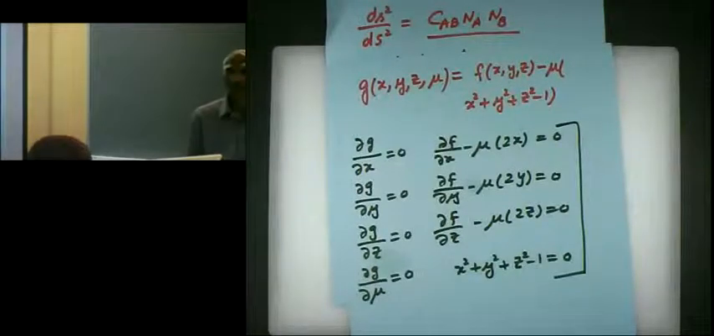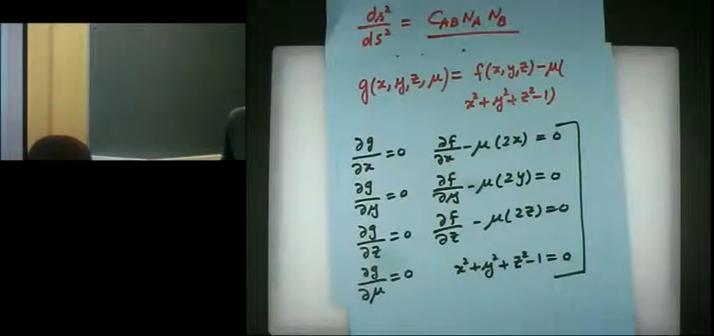So now we have four equations for four unknowns. And if you solve them, the constraint equation will be automatically satisfied. So you will be finding a point on this sphere that will maximize or minimize the given function f. And in the process, you will also find mu, the Lagrange multiplier.